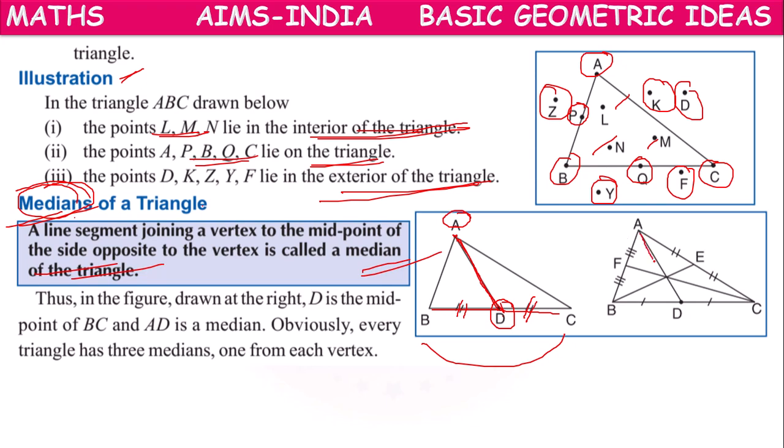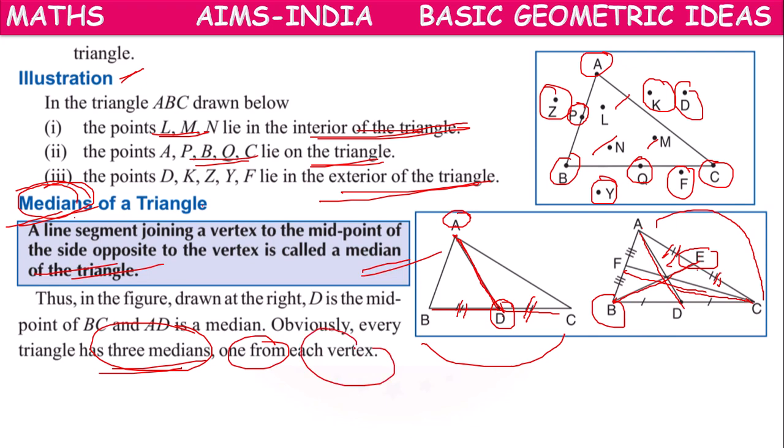In the same way, AD is one median. For B, AC is the opposite side. If E is the midpoint of AC, such that AE equals CE, then BE is another median. In the same way, CF is another median. So for a triangle, we can draw 3 medians. From one vertex, only 1 median we can draw, but on the whole, from 3 vertices, 3 medians we can draw.